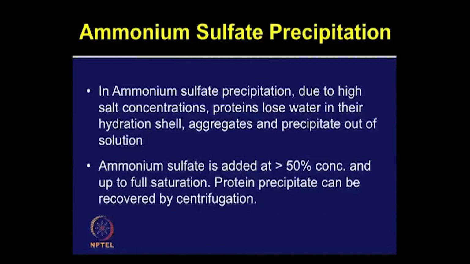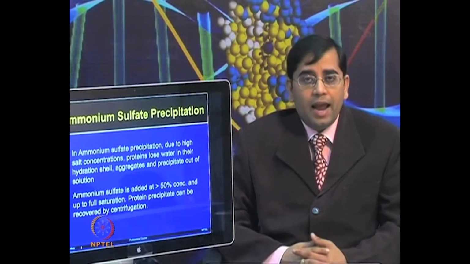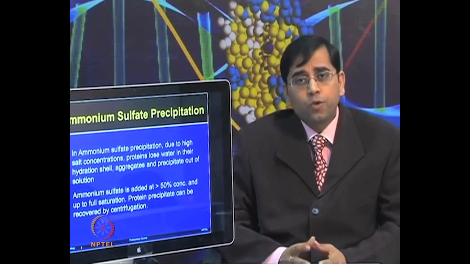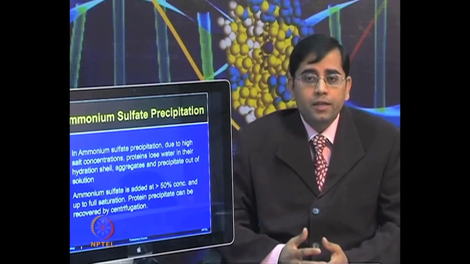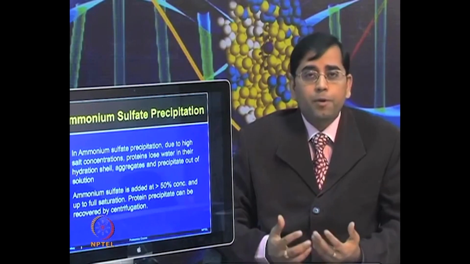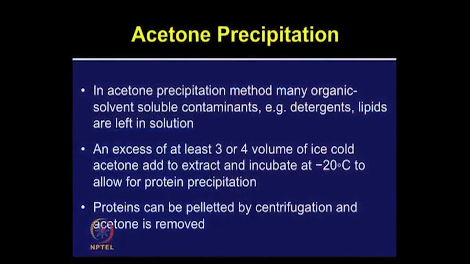In ammonium sulphate precipitation, due to the high salt concentration, the proteins lose water in their hydration shell, they aggregate and precipitate out of the solution. If you add ammonium sulphate at greater than 50% concentration and up to its full saturation, the protein precipitation will occur, and then by performing a centrifugation step, this can be recovered.